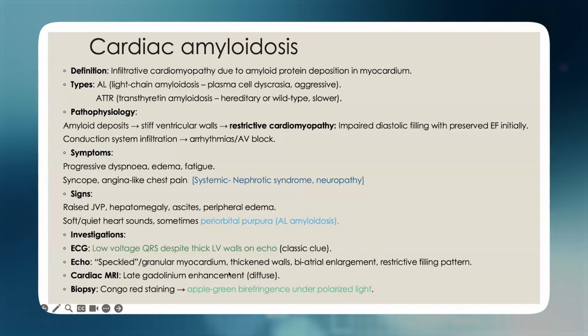ECG will show low voltage QRS despite thick LV walls on echo. Echo will show speckled or granular myocardium, thickened walls, biatrial enlargement. Cardiac MRI is diagnostic. On biopsy, Congo red staining will show apple green birefringence under polarized light, like any other light chain disease, in AL amyloidosis.